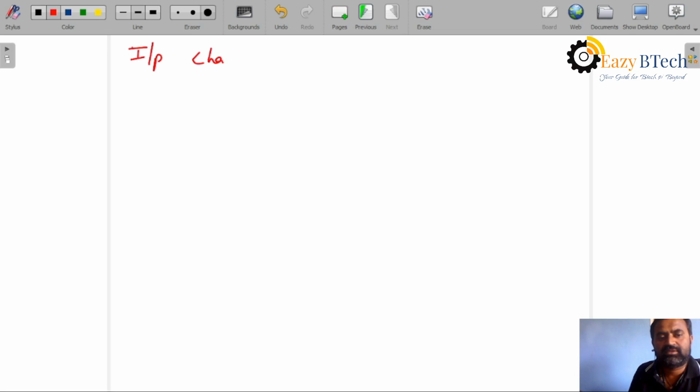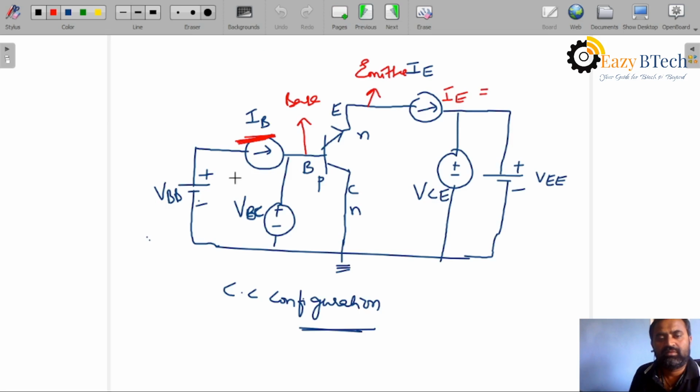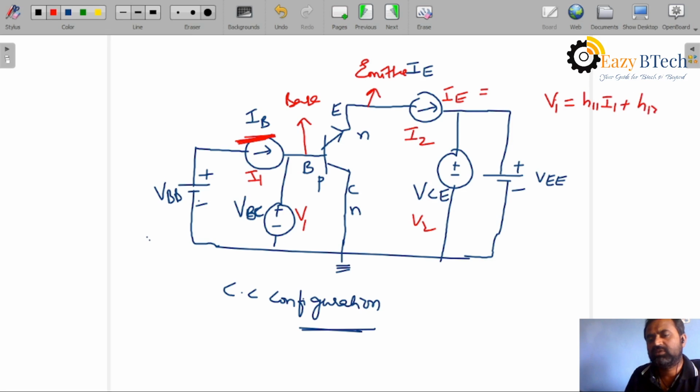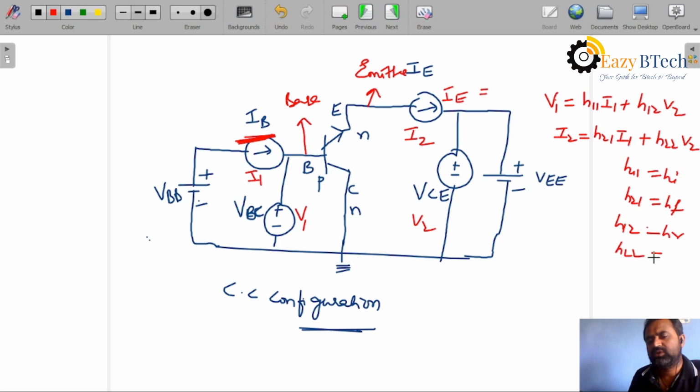Okay, to study the input characteristics, this is I1, this is V1, I2, V2. V1 is equal to H11 I1 plus H12 V2. I2 is equal to H21 I1 plus H22 V2. We know that H11 is equal to Hi, H21 is Hf, H12 is Hr, H22 is Ho.